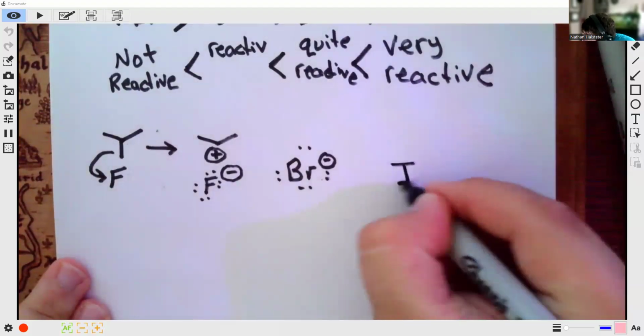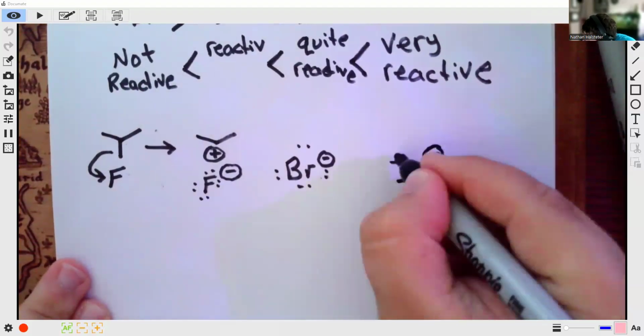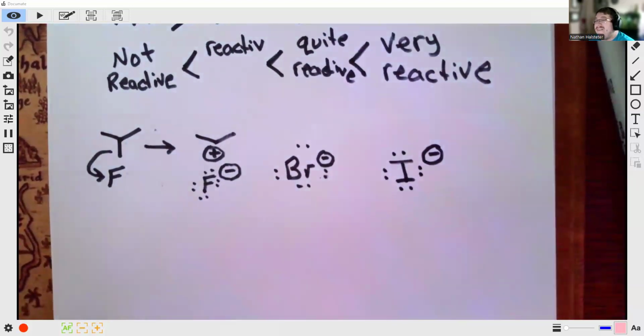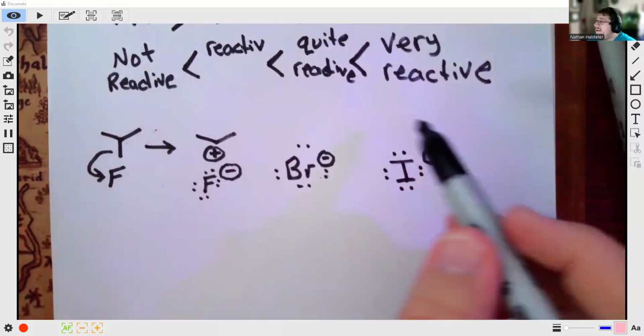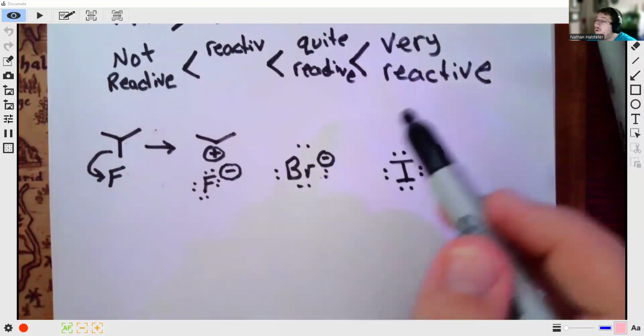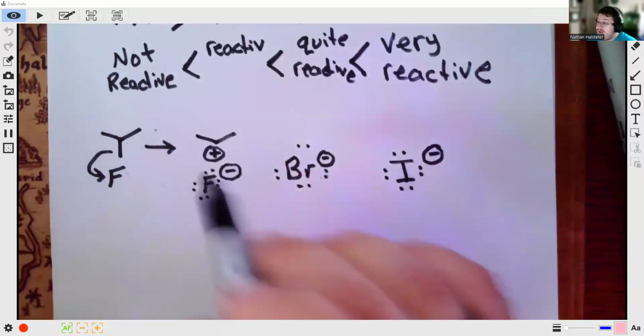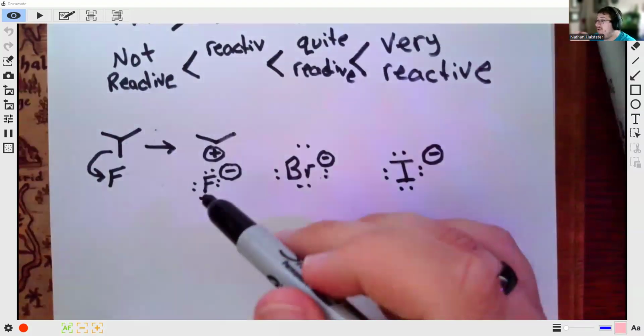Then iodine, it is so massive, it can lift that refrigerator with one finger. That's the kind of idea I want you guys to have. Iodine can hold on to a negative charge very, very easily due to its size, not its electronegativity, because that trend is the other way, right? This is our most electronegative atom.